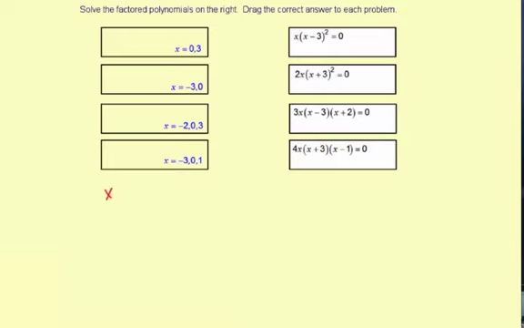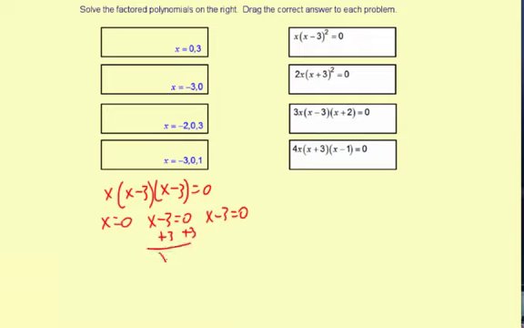I'm going to rewrite it. x times (x minus 3) times another (x minus 3) equals 0. That's really what this first polynomial equation says, but I just wrote it out the long way. So here's what happens. You have x equals 0, you have x minus 3 equals 0, and then x minus 3 equals 0. So x equals 0, you know that's an answer. Add 3 to both sides. x equals 3. Add 3 to both sides here. x equals 3.